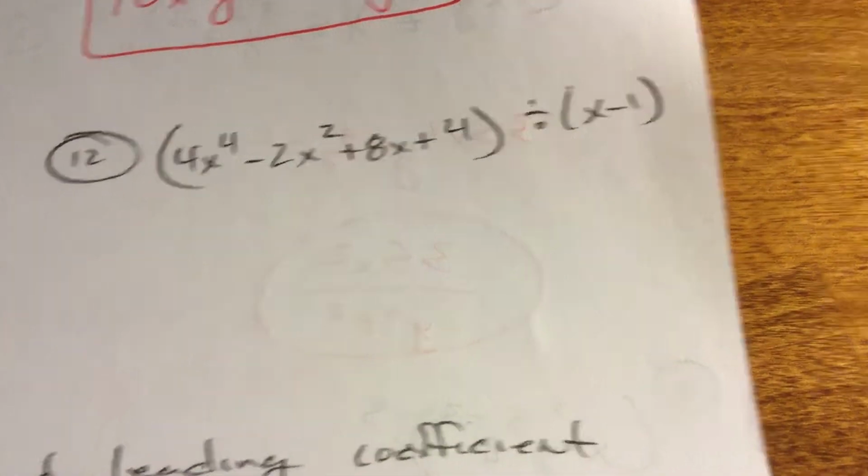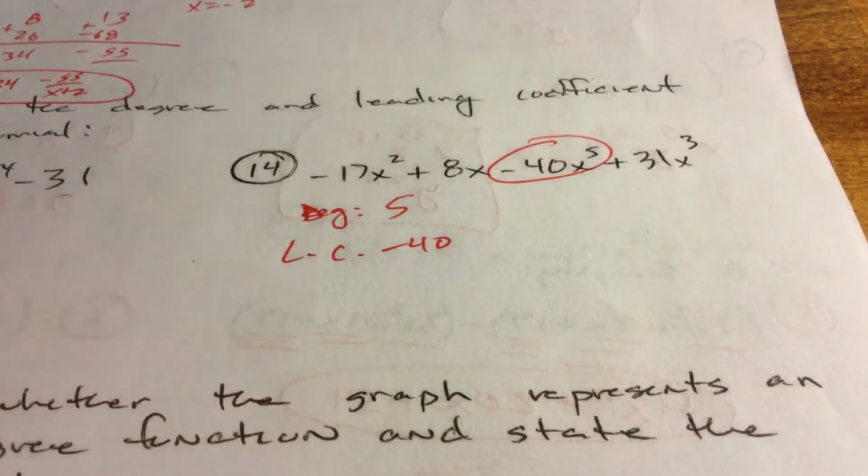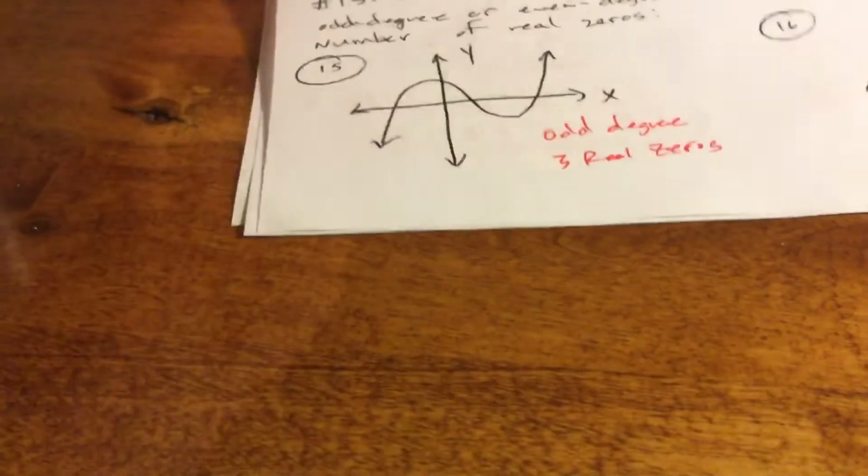Do that one on your own. 1 goes in the cubby. You're going to have 4, 0, negative 2, 8, and 4. State the degree and leading coefficient. Highest power is 5. What's attached to it? Negative 40. Please don't miss that question.